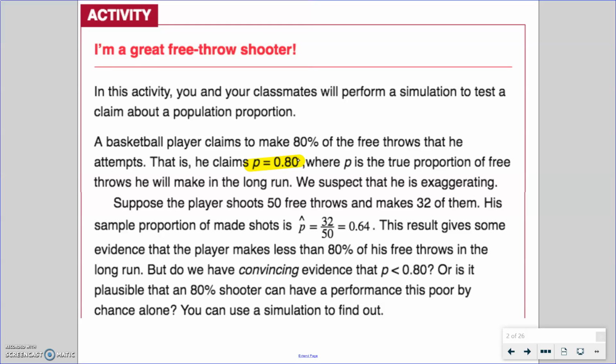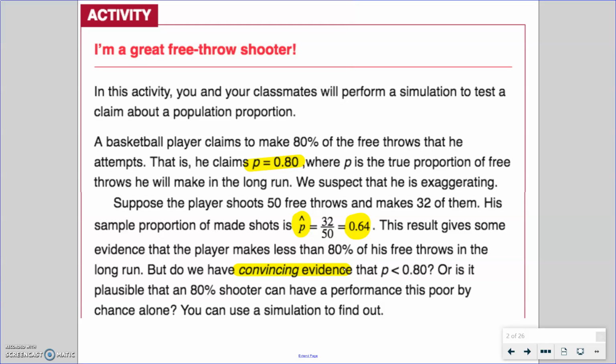We suspect that he's exaggerating. 80% seems high. So suppose the player shoots 50 free throws and makes 32 of them. Well, then his sample proportion is 0.64. This result gives some evidence that the player makes less than 80% of his free throws. But how do we have convincing evidence that that's the case?